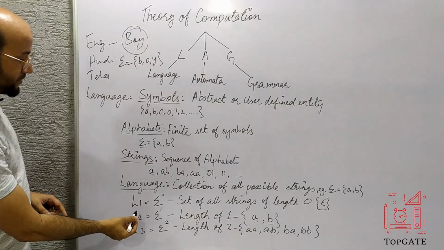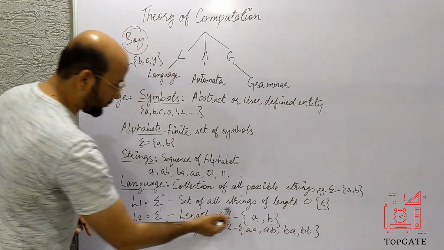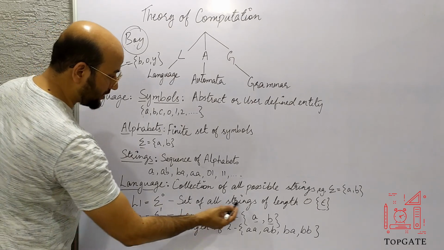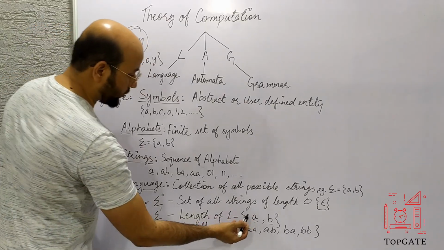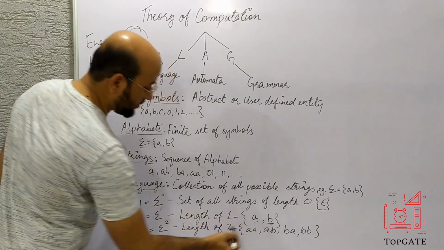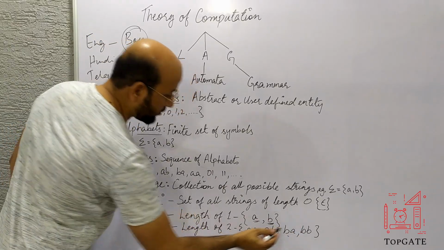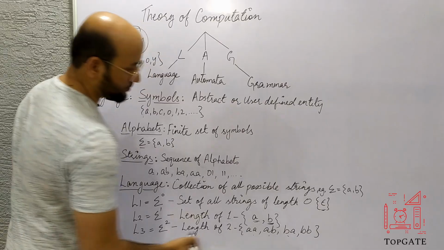So L1 in this case is the set of all strings of length 0. This is a language. Then the set of all strings of length 1 is again a language. In this language, only 2 words are possible. In this third language, only 4 words are possible. In language L1, only epsilon is possible.